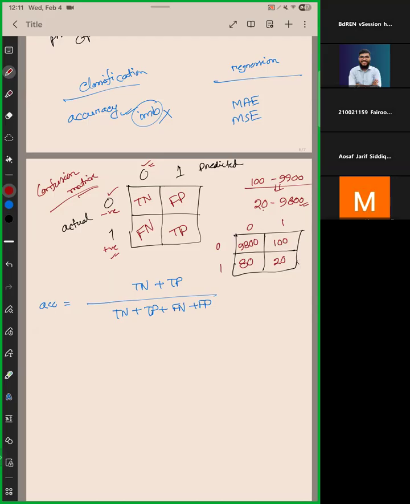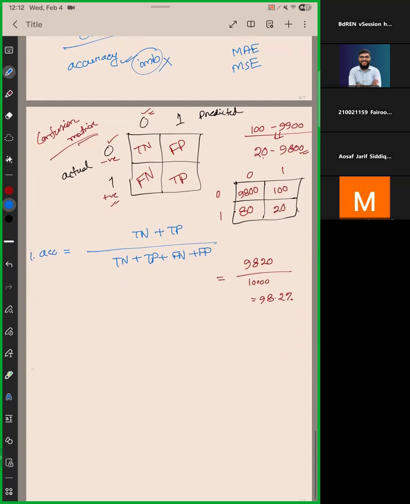So try to understand, the math can be done from here. In this scenario, accuracy is going to be 9800 plus 20 divided by 10,000. That is why it is 98.2%. That's the first metric that we have. But this is very misleading because it does not give you an idea about performance in the minority or majority class.